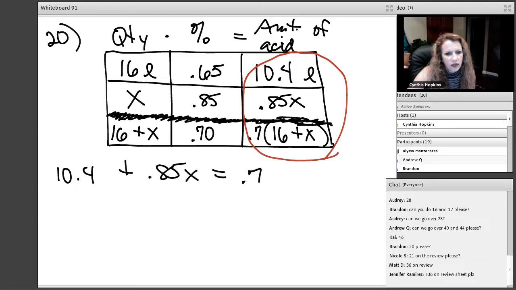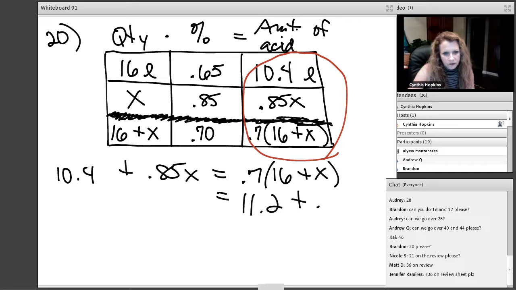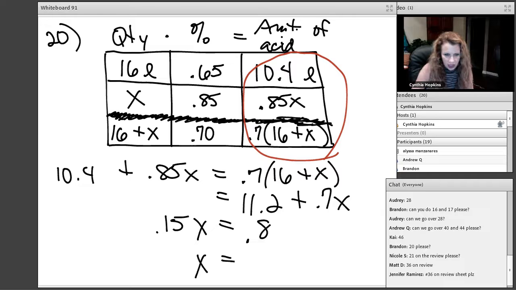And now let's just do the algebra. On the right-hand side of my equal sign, I'm going to multiply 0.7 times 16 and get 11.2 plus 0.7x. If I take 0.85 and subtract 0.7, I get 0.15. So 0.15x equals, and then I'm going to take my 11.2 and subtract 10.4. With all these decimals, I would strongly suggest using your calculator. And then my last step is to take 0.8 and divide it by 0.15, and I get 5.33333. I know that's 5 1/3.